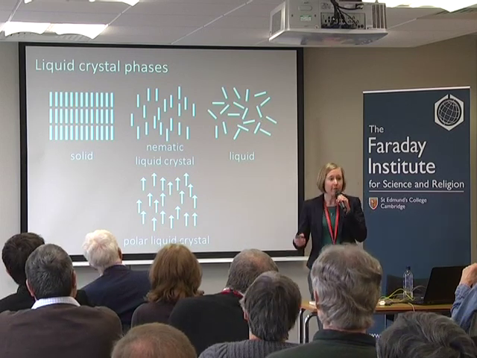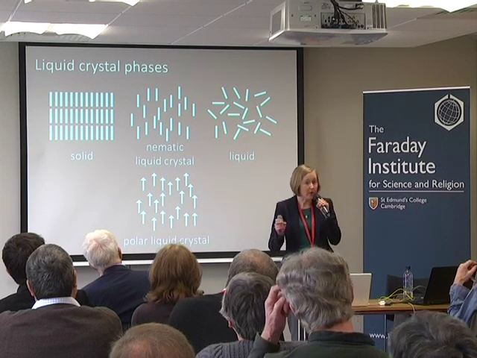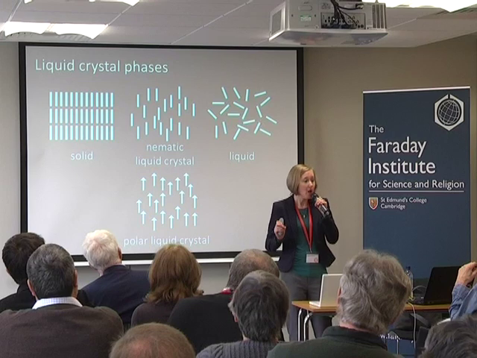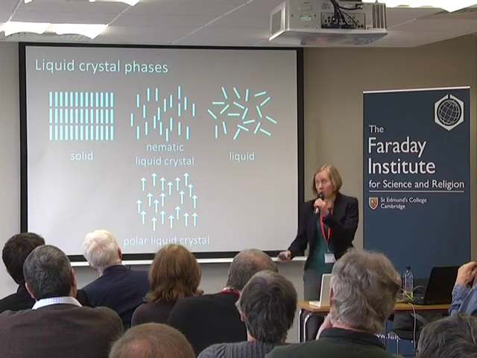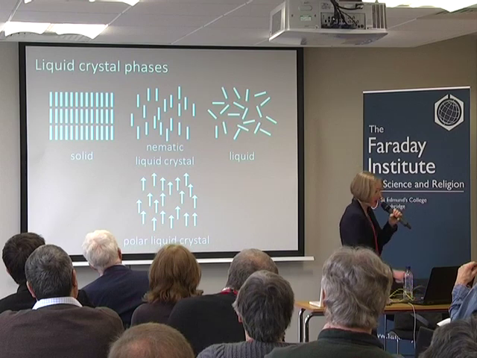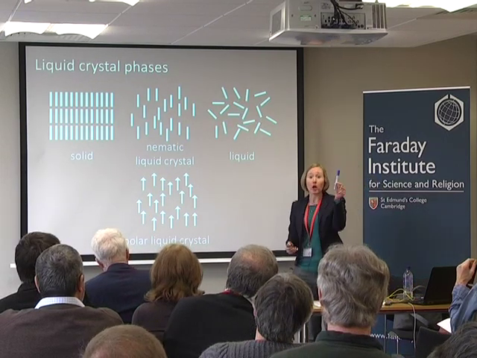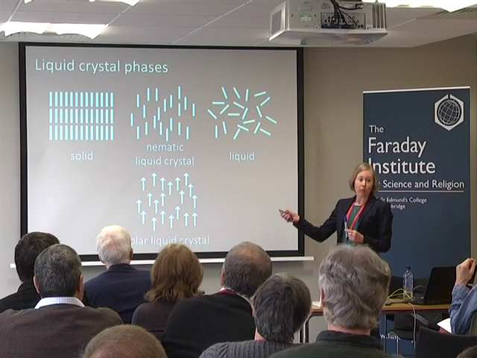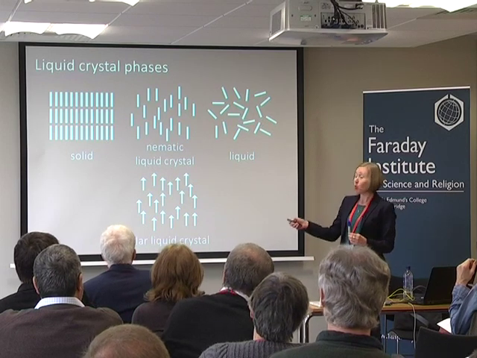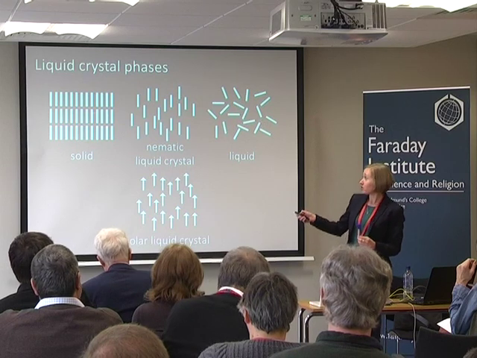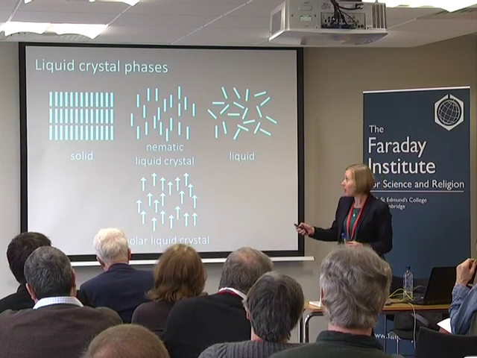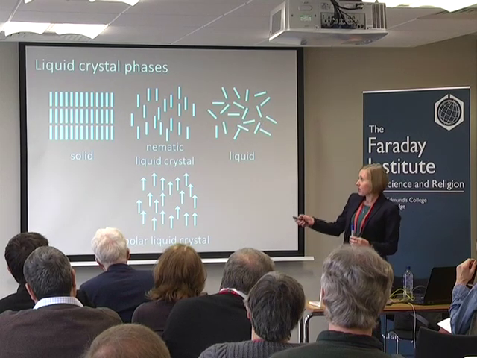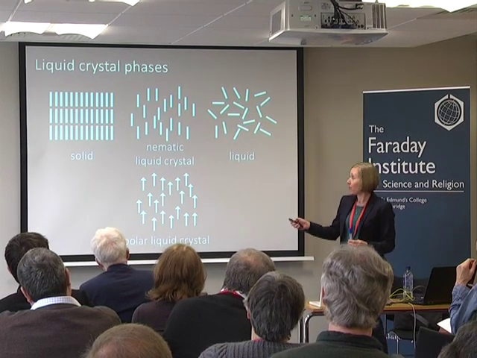And if we have molecules that are not point-like, they're not little balls, little spheres, but they're actually little rods, like I've drawn here, or like a pen here. So we have molecules that look like pens, and in solid form they're all lined up, their positions are all ordered, and their directions are all ordered, they're all pointing in the same way. That's a crystalline solid form.